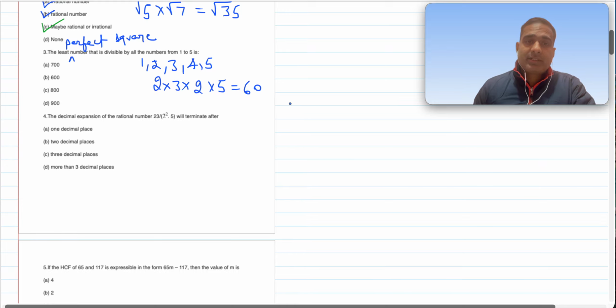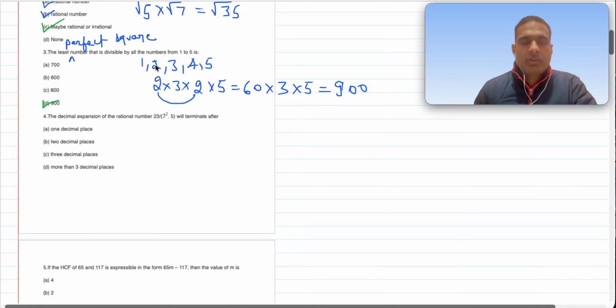But 60 is not a perfect square. To make it a perfect square, I have to make the powers of the prime numbers present in 60 even. So the power of 2 is 2, so it is already even. 3 is only 1, so I have to multiply by one more 3 to make it a pair. And 5 is only 1, so I have to multiply by one more 5 to make it a pair. So 3 into 5 is 15, 15 into 60 is 900. So 900 is the smallest perfect square which is divisible by all the numbers from 1 to 5. So our answer is 900.